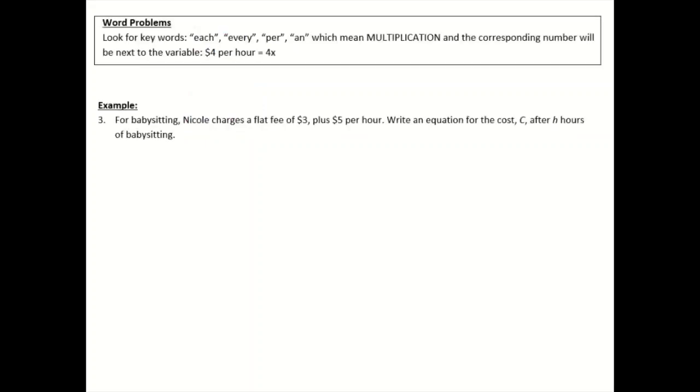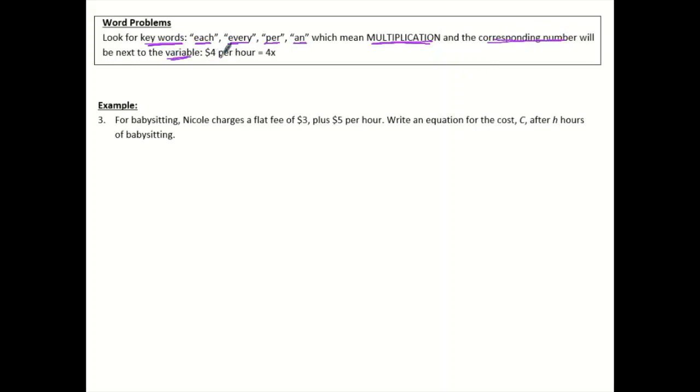Sometimes you might also be asked for some word problems, and we'll talk about word problems some more in later videos, but with linear equations and solving equations, there might be a word problem you have to translate into an equation and then solve it. So when you're doing that, you want to look for keywords. They might be each, every, per, and an are just a few of them, okay? These all mean multiplication when you see them, okay? And the corresponding number will be next to the variable.